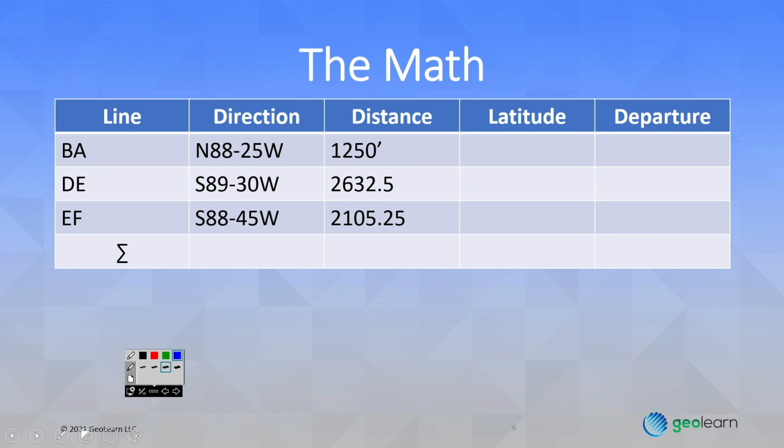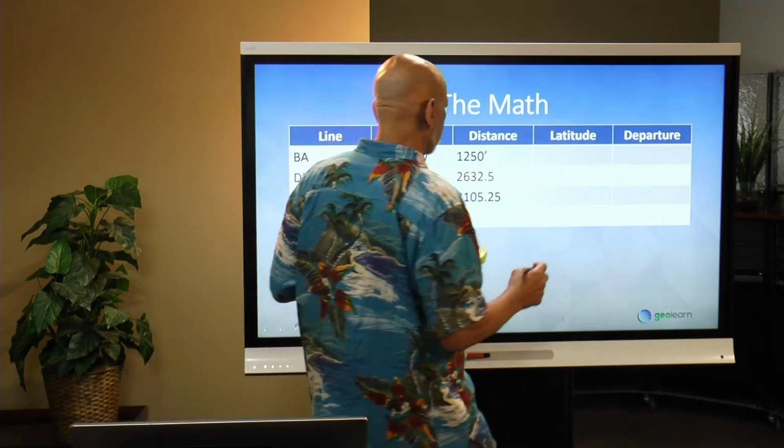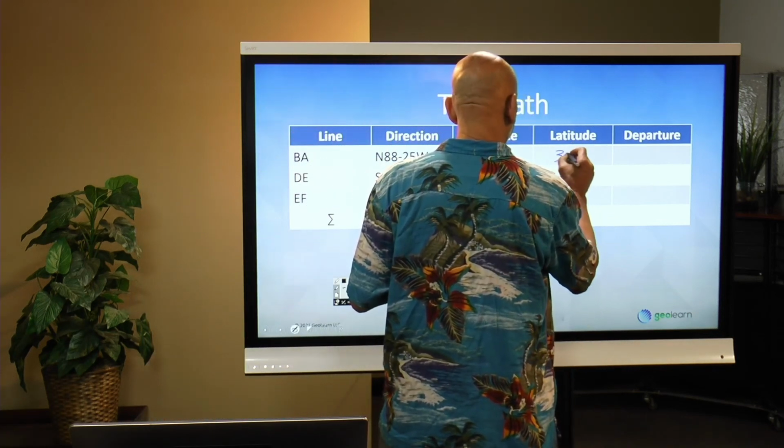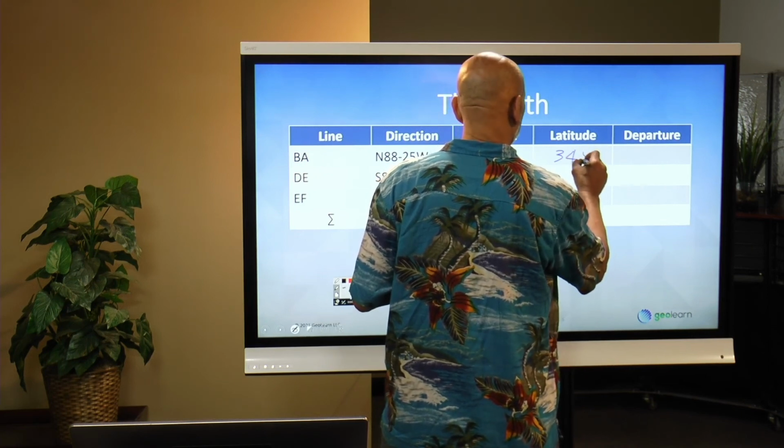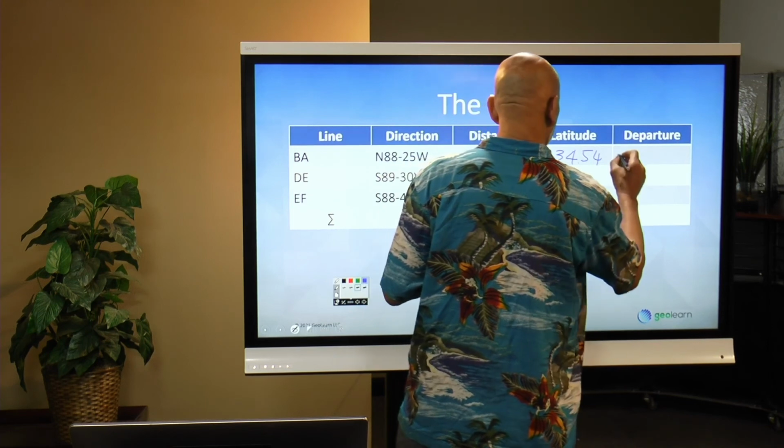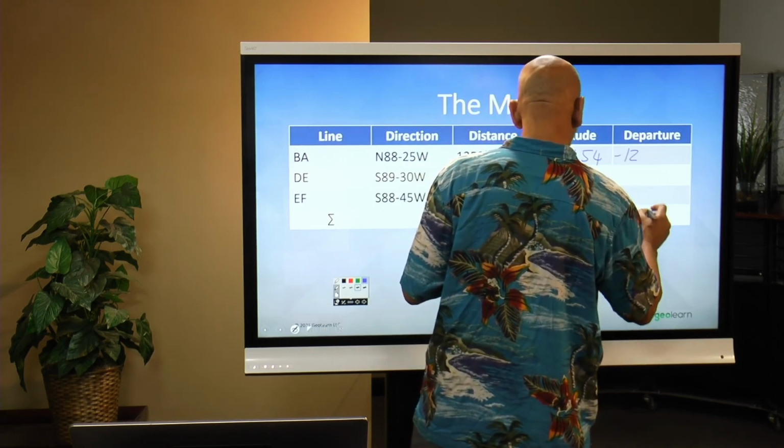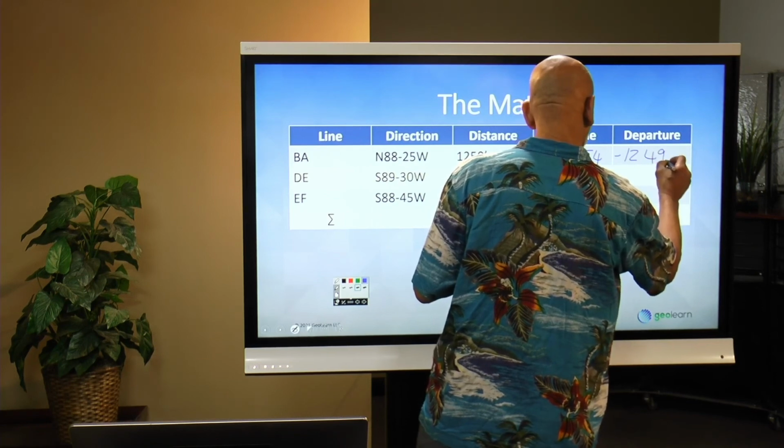Here I've tabulated the latitudes and departures. If we take 88°25', of course we have to remember to first convert it to decimal, and then you take the sine and cosine, or if you use the polar to rectangular conversion, if you have such a function on your calculator, you get latitude and departure of, I pre-computed this just to save some time, 34.54 and minus 1249.52.